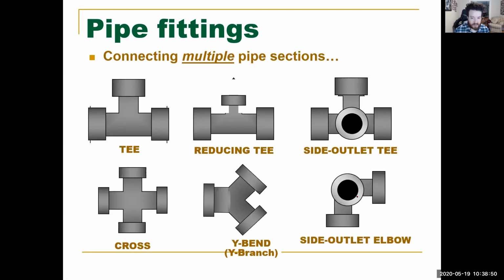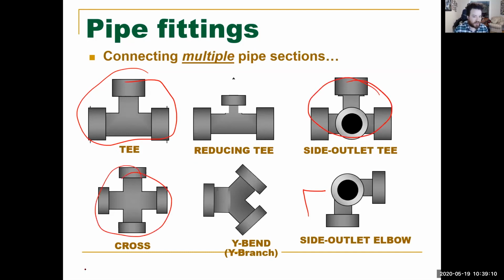Then you have a side outlet elbow. Same thing as the side outlet T. This elbow is just allowing a specialty scenario where, yes, it's performing the same function as a T. And same with the side outlet T, it's performing the same function as the cross. It's allowing four inlets or outlets. But the big thing here is where you want it to go.